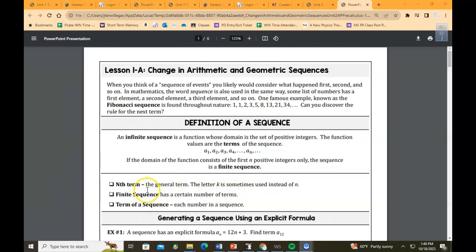Some new terms: the nth term is the general term. K is sometimes used instead of n. When I grew up, it was always k, so you get a sub k instead of a sub n. A finite sequence only has a certain number of terms, and a term of the sequence is each number we're talking about.